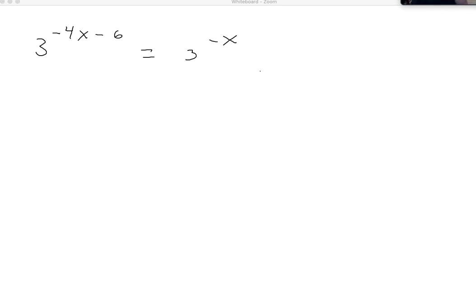Okay, so the directions for this one are to use the like bases to solve the exponential equation. So what that means is we have these two exponential equations, and if I have something like 3 to the a equals 3 to the b, the only way that can possibly be true is if a equals b. And that's exactly what we have right here.